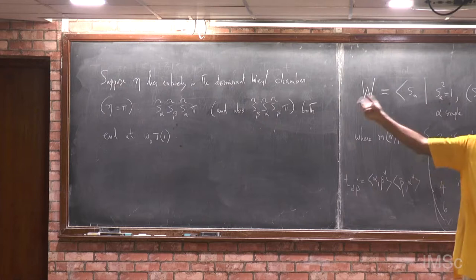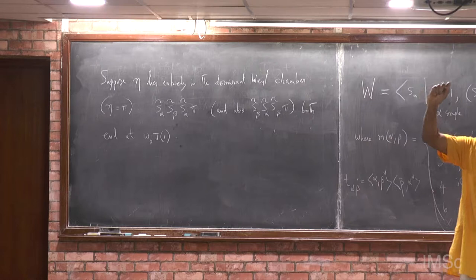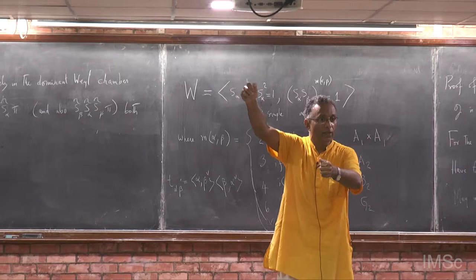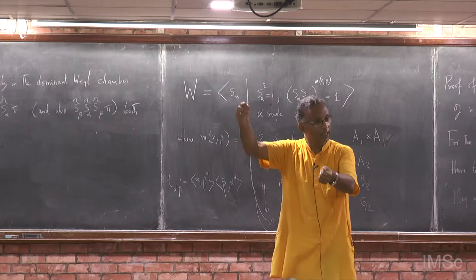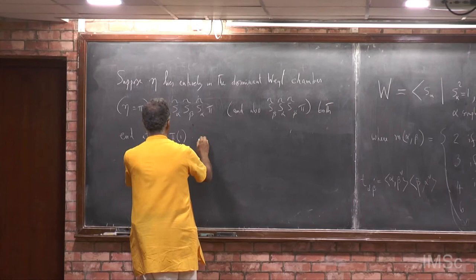Now, why is there a single path ending at pi 1? Because of the orthogonality. There is a single path ending at pi 1, namely the straight line path. W naught pi 1 is also the same distance from the origin as pi 1 is, and to get there, you have a path only of this length. The only way you can get to a place that far from the origin is to go straight there. That's the argument. Therefore, both are the same.